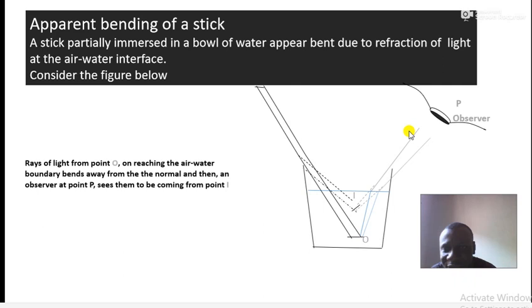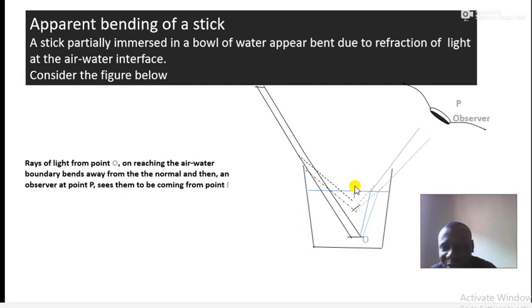So the observer at point P will see the stick to be in this position, along part I rather, which joins the actual stick outside the water, and so the image of this side will appear to be bent because the image joining the stick outwardly is not straight. So the observer sees the stick as being bent under water. This is a phenomenon due to refraction of light. So I believe you understand clearly.